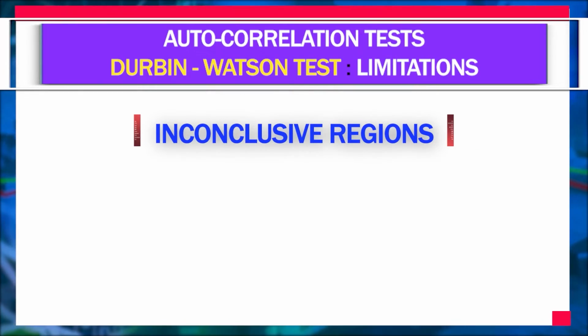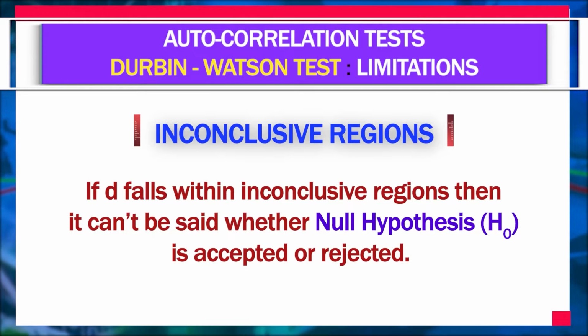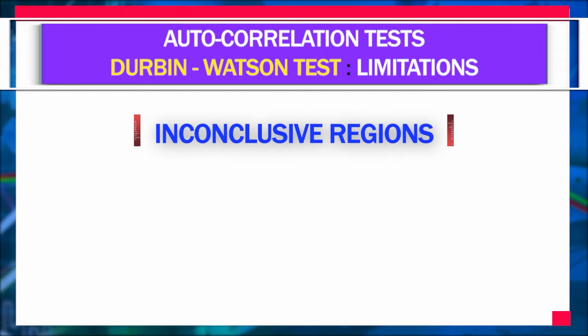Based on this, we can see the Durbin-Watson test is one of the popular, strong tests, and based on the values of the D statistic, it can confirm the presence or the absence of the problem. However, this test has certain limitations. One of the most important limitations is that the regions are inconclusive. If the D statistic falls within the region, then Durbin-Watson will not be able to say whether the null hypothesis is accepted or rejected. So this calls for some other methodology.